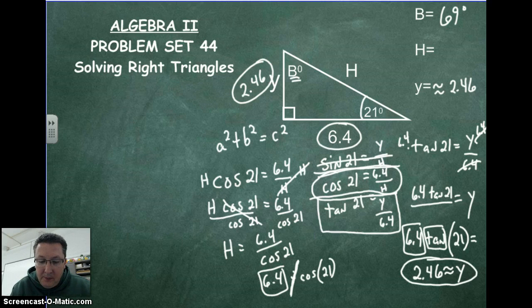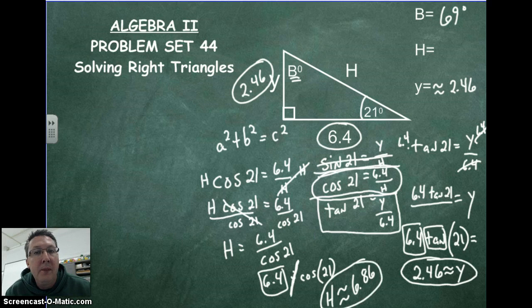Okay, you type that in, and you should get h is approximately, if you round that off, you get 6.86. Now, most of these problems we will round to two decimal places. So there's my answer. Now, try using Pythagorean theorem. A squared plus b squared equals c squared. See how close you get to the same answer. It should end up almost exactly the same.